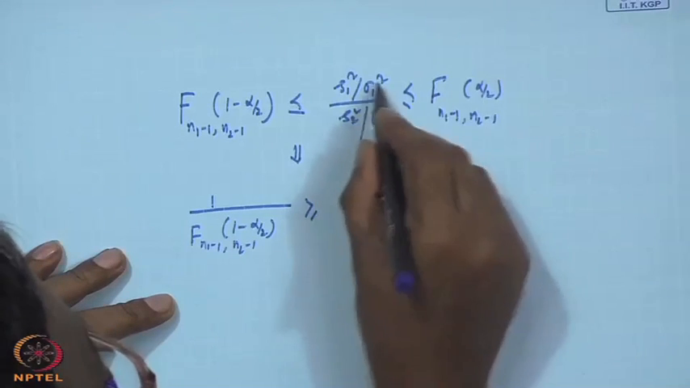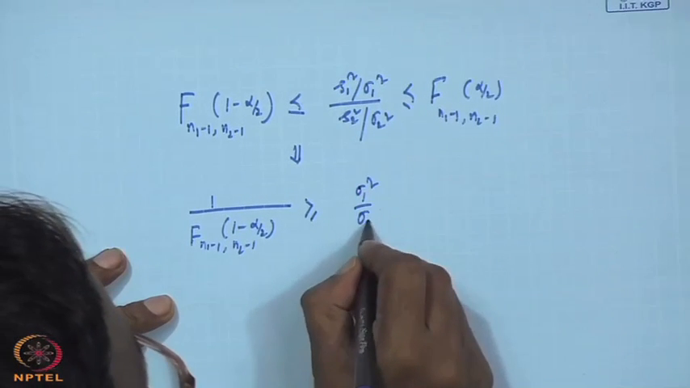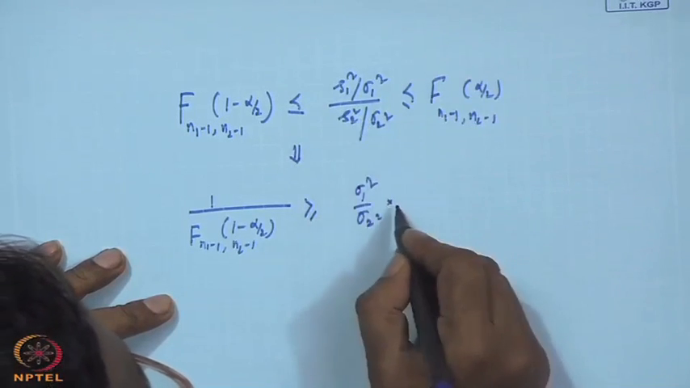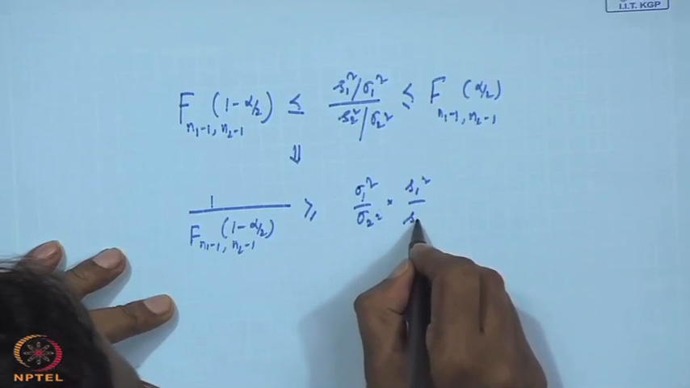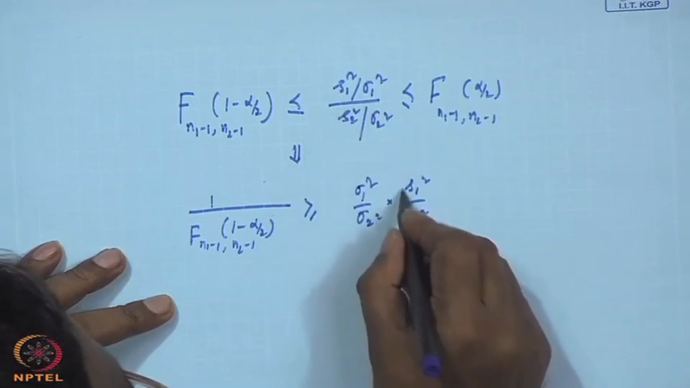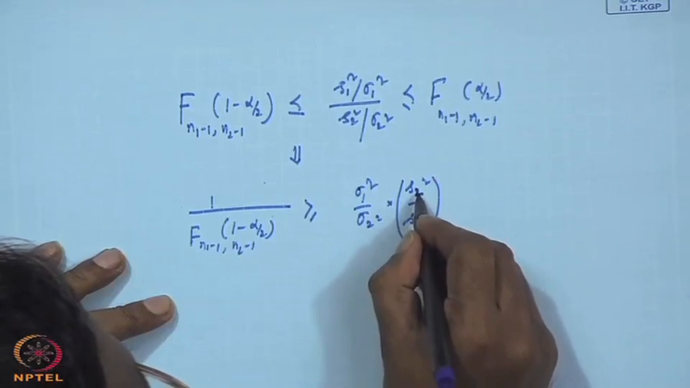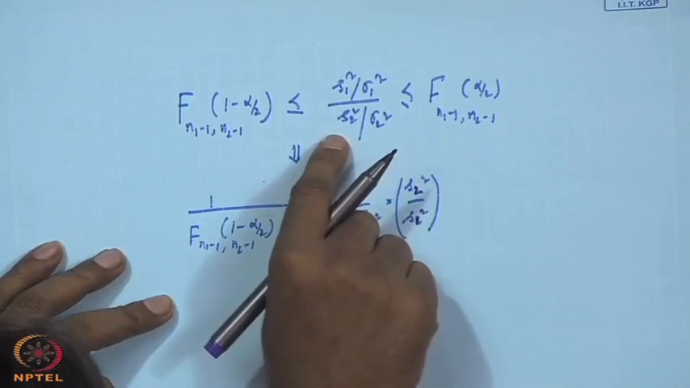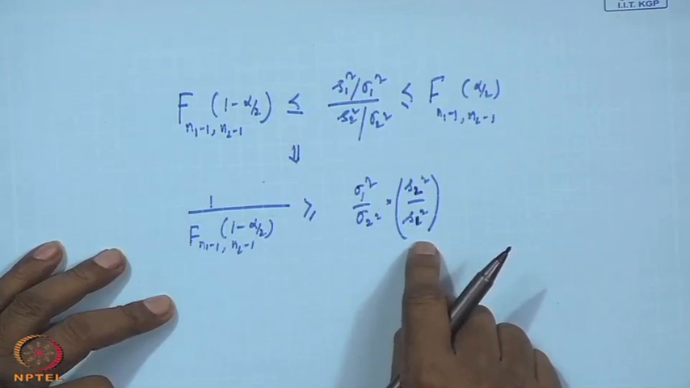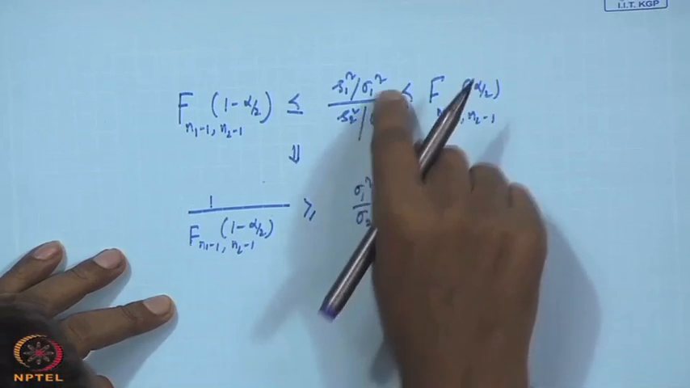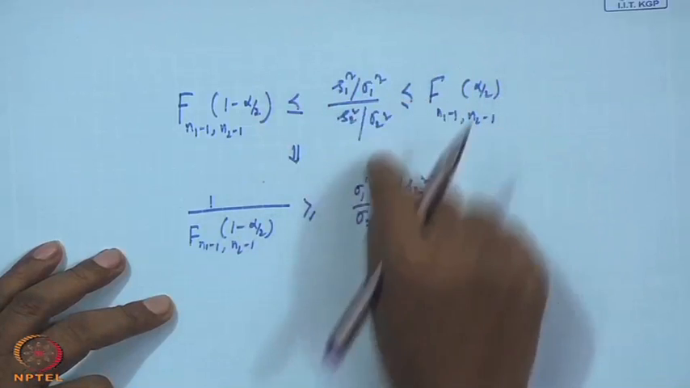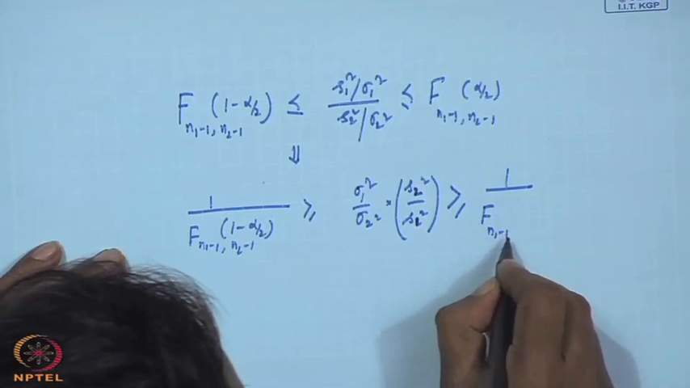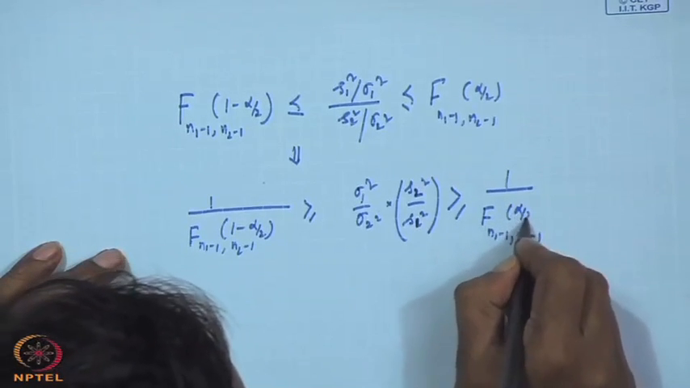Then I am writing, it is going up, sigma 1 square by sigma 2 square into what is remaining here, that is S1 square by S2 square, it is basically this one. I want to give an inverse sign. So S2 square is there, it will go up, S1 square will come down. Here sigma 1 square was in the denominator, it goes up, sigma 2 square comes down. Then this is 1 by F(n1 minus 1, n2 minus 1, alpha by 2).